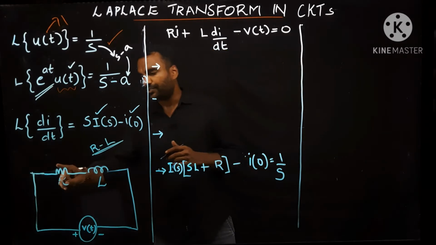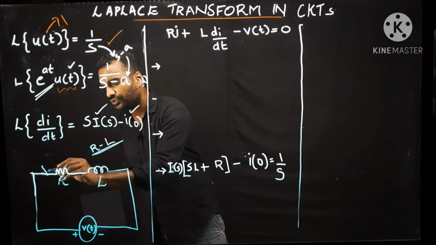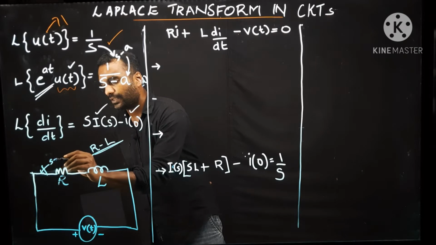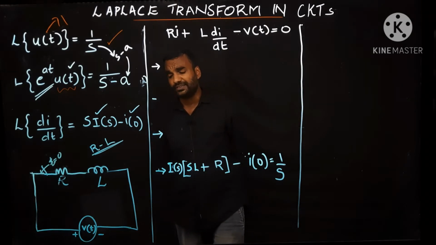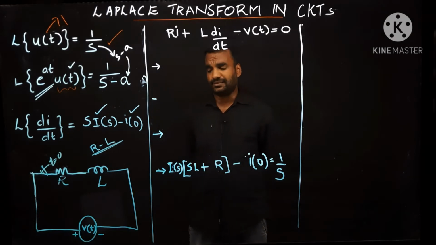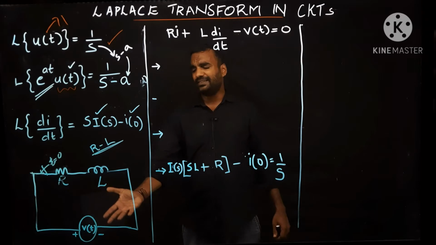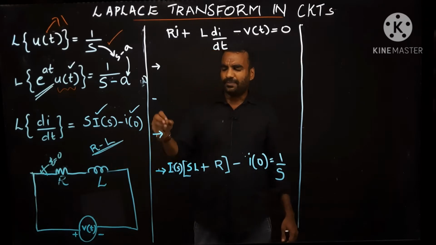Actually, it is better to put a switch here, then it will be more clear. At t equal to 0, a switch is closed. So this indicates a switching RL circuit. And the source may be a DC source, AC source, whatever it may be. I am just putting V of t.